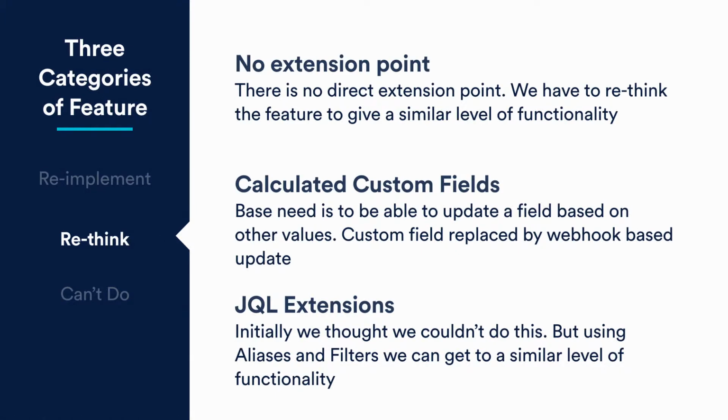There's another category of feature which you have to rethink. As John said, maybe there's no extension point for what you want to do, so you have to rethink what you do on the server in the cloud. The key thing here is there's a base need that the customer has, and we need to implement something that meets that base need. It doesn't matter which way you do it, as long as you do it for the customer. For example, we had calculated custom field, where the base need was to update a field based on other values in that issue. So we replaced the custom field with a webhook-based update.